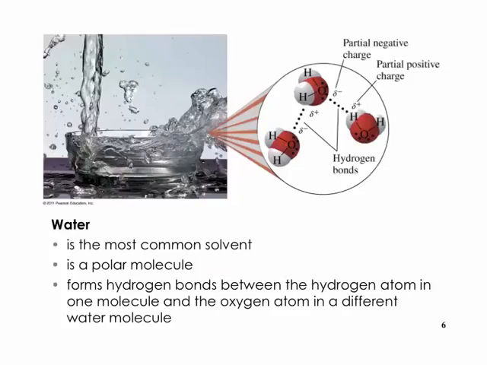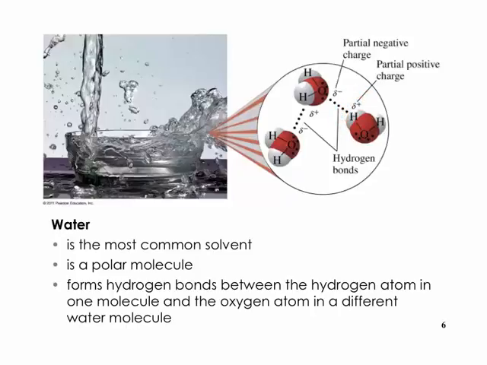Water is considered the universal solvent because it dissolves more things than anything else. The reason it does this is because it's very polar. It has an uneven distribution of charges. So it is a covalent molecule, but it's very polar. You can see here we have the partial negative charge on the oxygens. Then we have partial positives on the hydrogens.